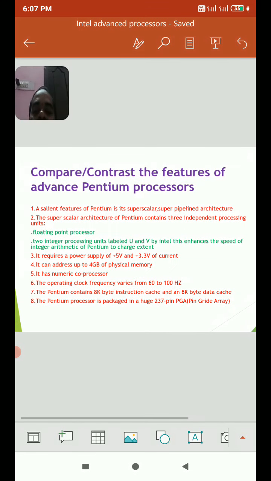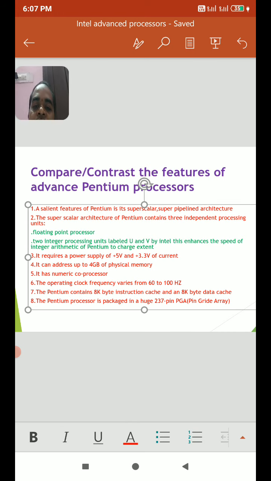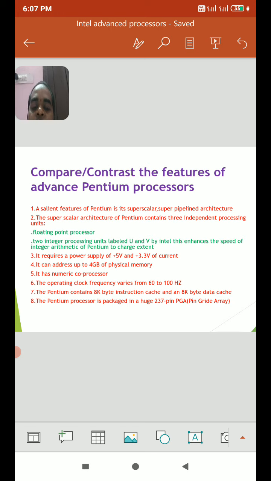So what are the features? That means comparisons when we compare with other microprocessors, and what are the features of the advanced Pentium microprocessors. So basically a salient feature of the Pentium microprocessor is its superscalar architecture and super pipelined architecture. Already we have seen that in the Pentium microprocessor we are having separate stages of the pipelines.